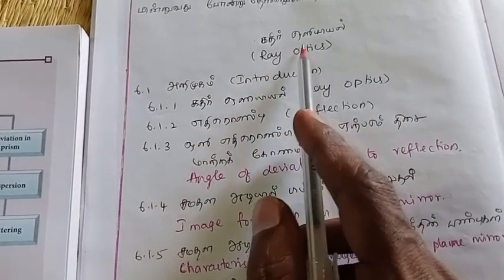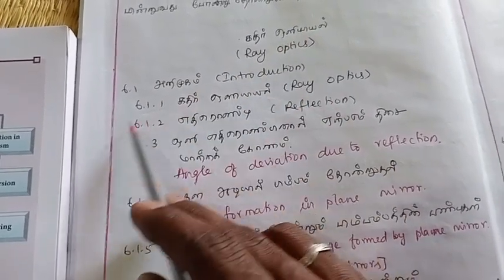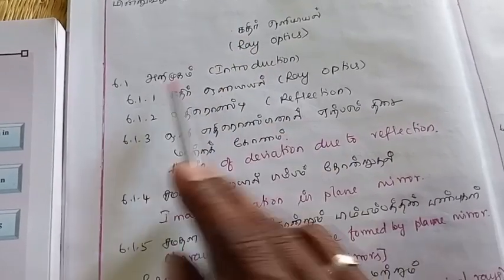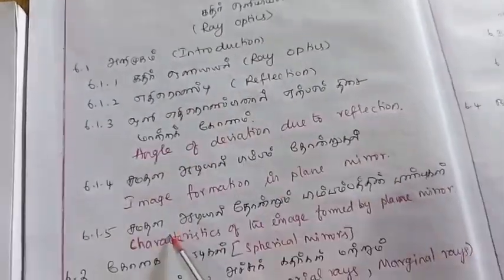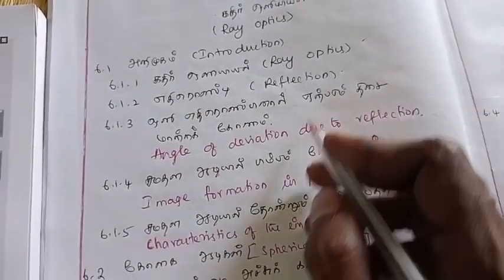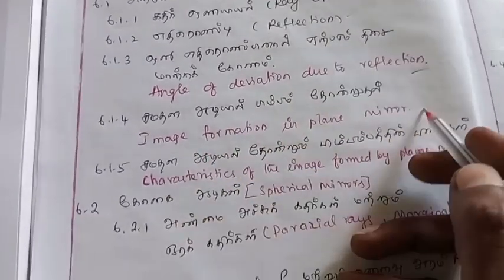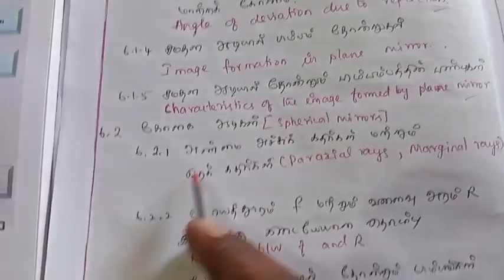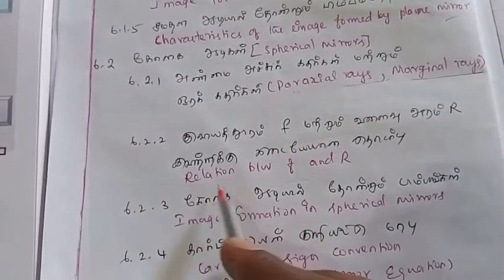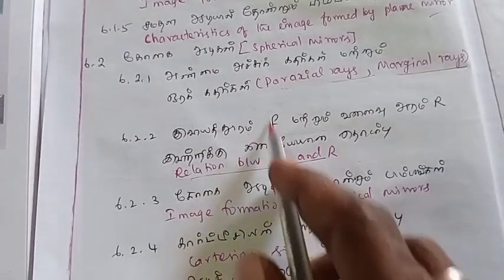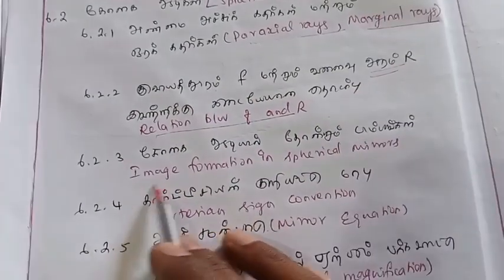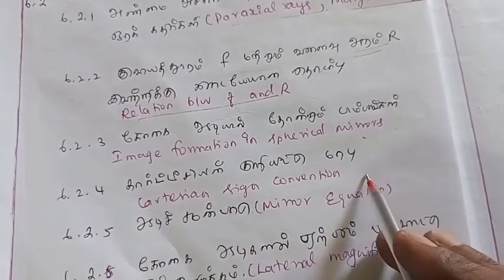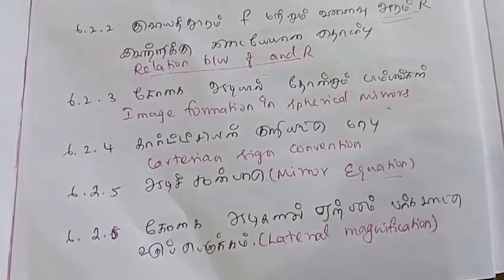What I have written here is the subdivision of all the contents in the lesson. In the ray optics introduction, we are looking at 5 subdivisions: what is ray optics, what is reflection, angle of deviation due to reflection, image formation by plane mirror, characteristics of the image formed by a plane mirror. Next is spherical mirrors: paraxial and marginal rays, then relation between f and r, that means focal length and radius of curvature. Then image formation, spherical mirrors, Cartesian sign convention, mirror equation and lateral magnification.